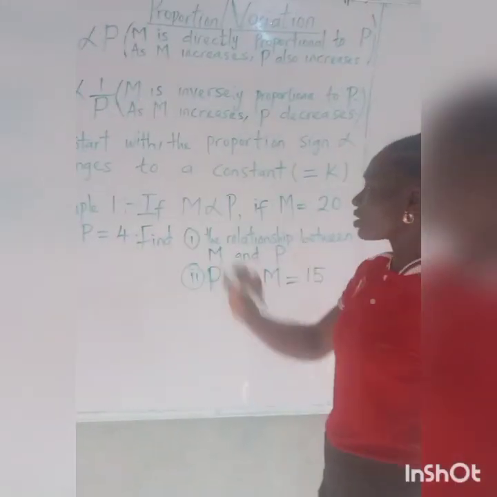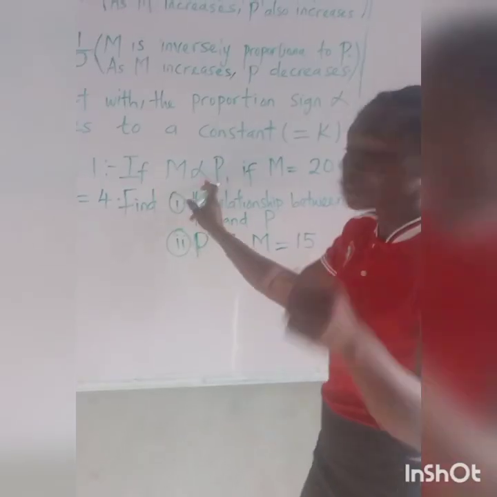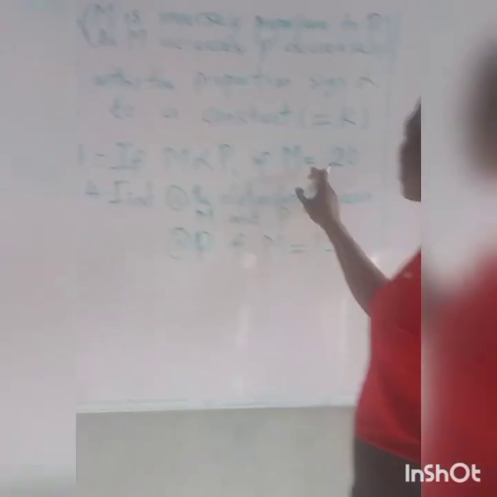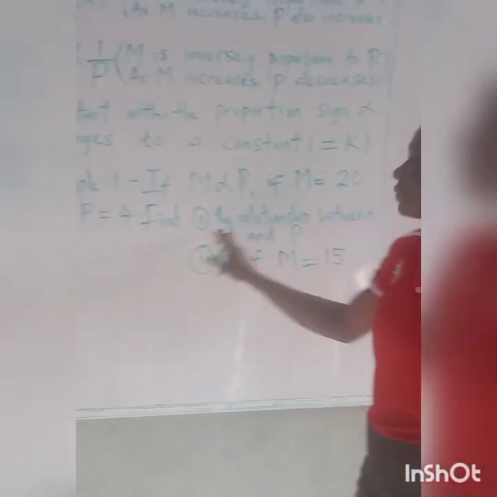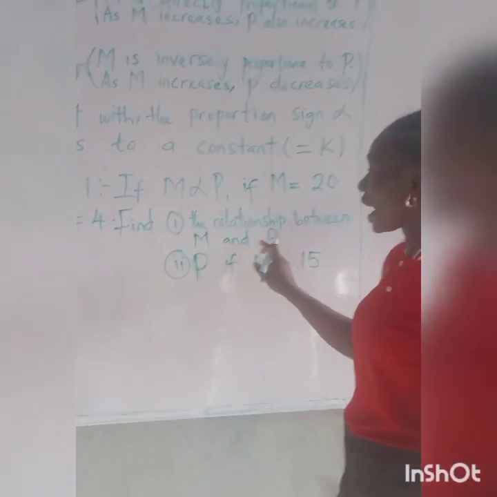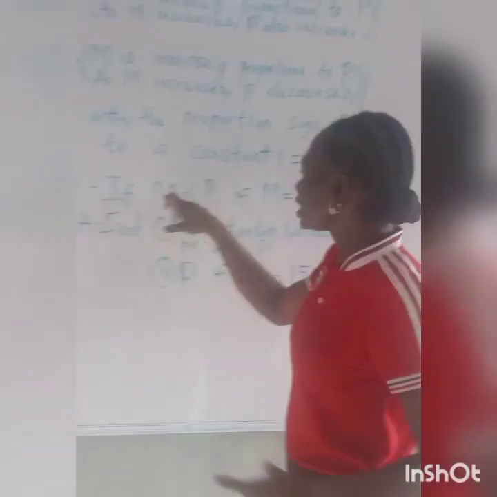Now let's consider this question. If N is directly proportional to P, and if N equals 20 and P equals 4, find, number 1, the relationship between N and P. We want to find that relation, that thing that is connecting this N and P.